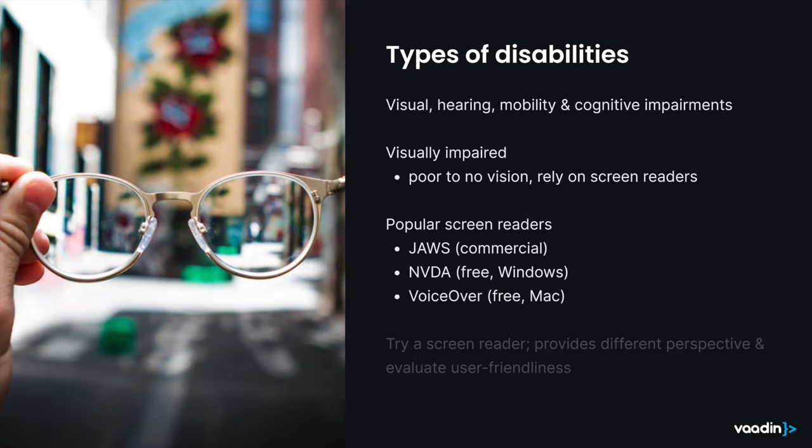The three most popular screen readers are JAWS, which is a commercial product, NVDA that's free on Windows, and VoiceOver that's free on Mac. We really recommend trying out one of these options just to see what it's like for users with poor vision that would like to or have to use your software. It can be an eye-opening experience, one that provides a different perspective and allows you to evaluate just how accessible and user-friendly your application really is.